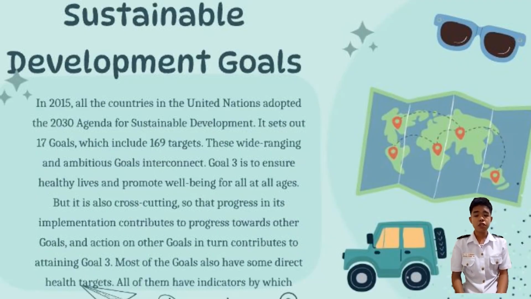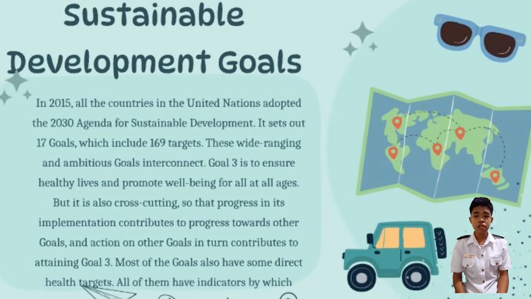So, what are the Sustainable Development Goals? The Sustainable Development Goals are a set of 17 interconnected objectives adopted by the United Nations in 2015 as part of the 2030 Agenda for Sustainable Development. These goals provide a universal call to action to end poverty, protect the planet, and ensure that all people enjoy peace and prosperity by 2030.